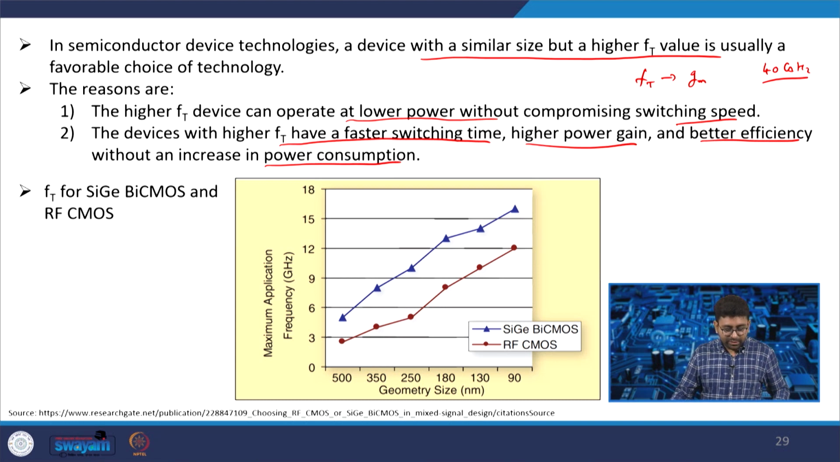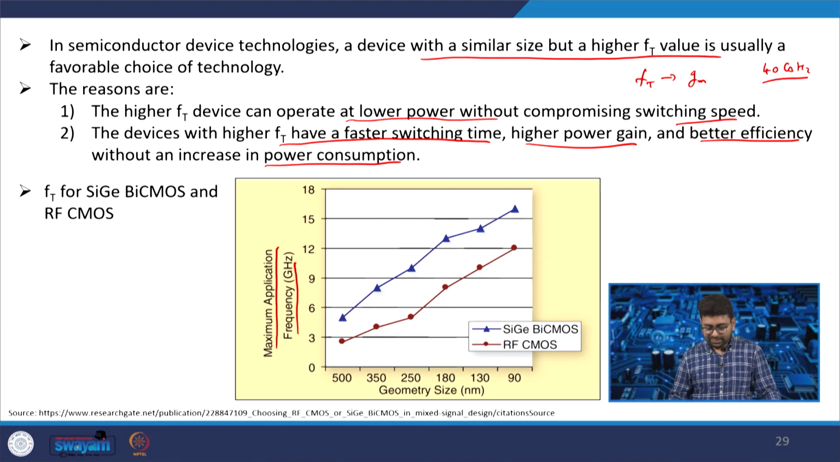So, FT for silicon germanium BiCMOS and RF CMOS has been compared in this graph. Now, this graph is not giving the FT versus channel length, but it is the maximum applicable application frequency by geometry size. So, this has not considered FT, but we can consider that the maximum frequency for silicon germanium, which is operable, is higher compared to RF CMOS.